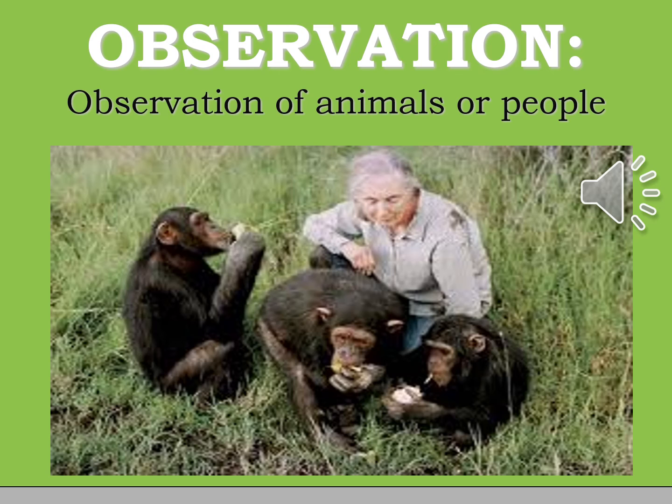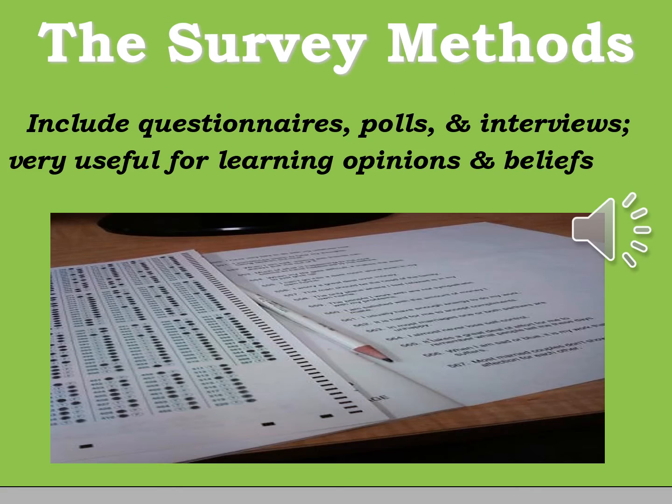So observation, again, can be people or animals. It can be a natural setting or a laboratory, and the researcher can interact with the subjects or not, but typically not. And simply the observational data is recorded and analyzed. And there you have it, the method of the observation.